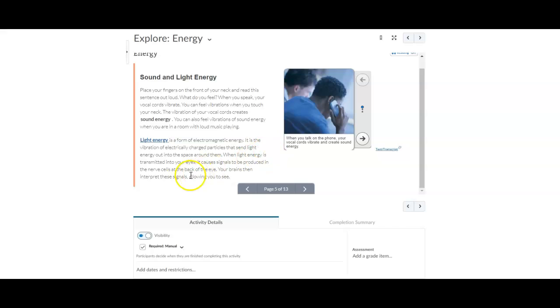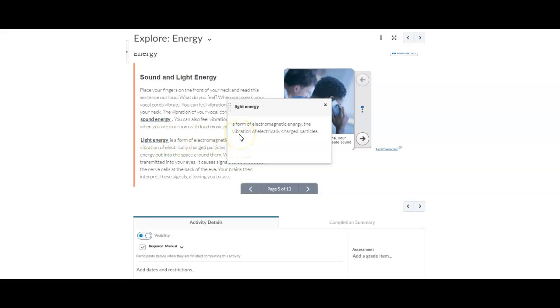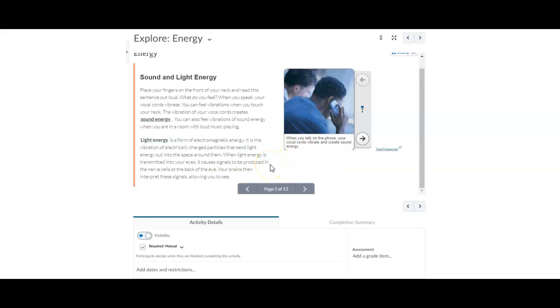So the difference here, moving to light energy, it is a form of electromagnetic energy. It is the vibration of electrically charged particles that send light energy out into the space around them. All right, so here's your definition that you want in your notes. A form of electromagnetic energy, the vibration of electrically charged particles. So when light energy is transmitted into our eyes, it causes signals to be produced in the nerve cells at the back of the eye. The brain then interprets these signals, allowing you to see them.